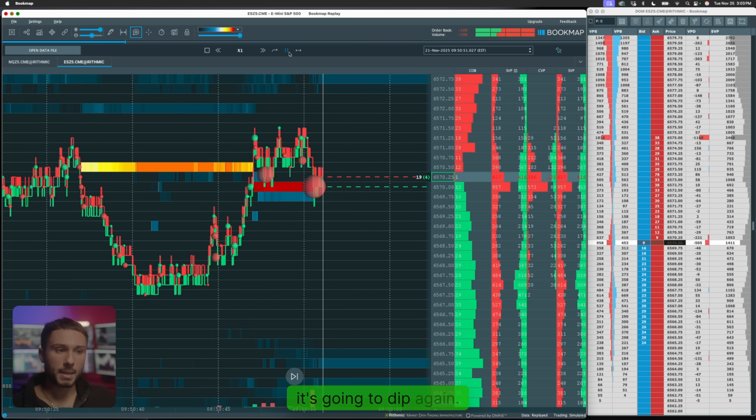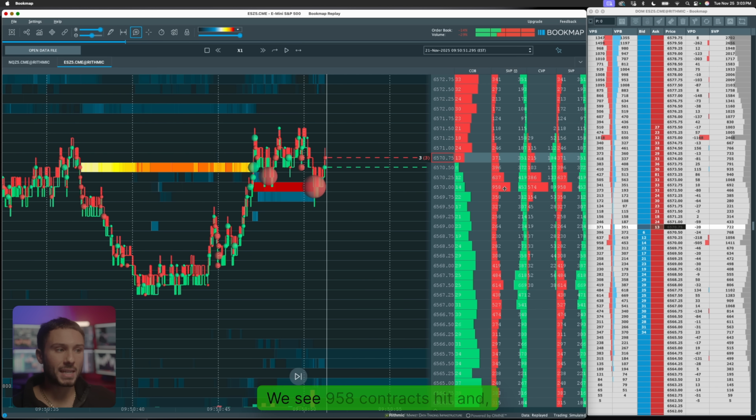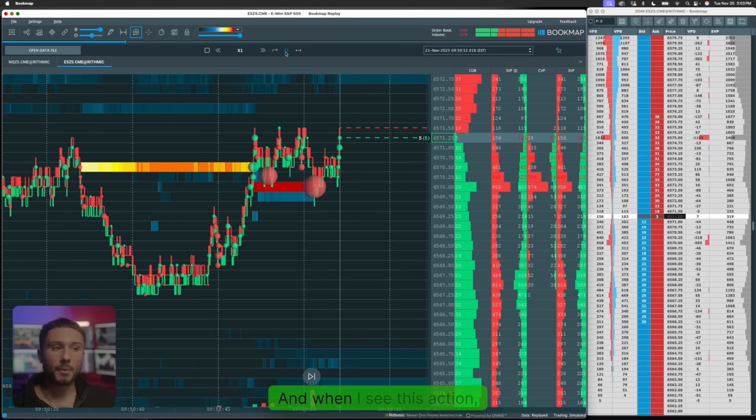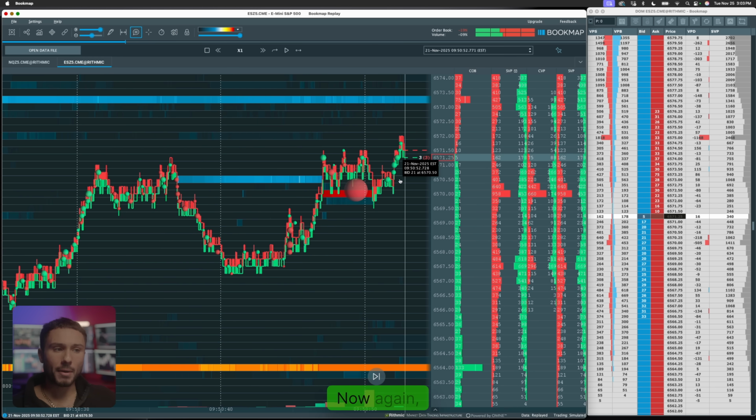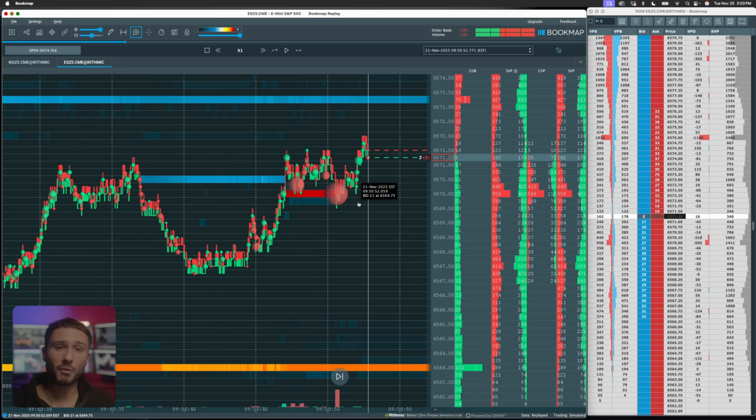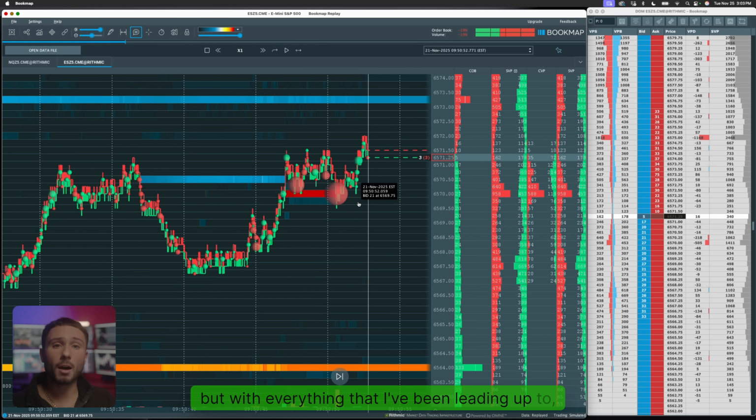So watch. It's going to dip again. The bid fills. We see 958 contracts hit, and more importantly, 580 at this exact moment hit that bid. That bid got filled. And when I see this action, I get long right here in this exact moment. Now, again, this in itself is not significant, but with everything that I've been leading up to, this confirmation is what gives this trade more seasoning and more spice, giving it more confluence and more conviction.